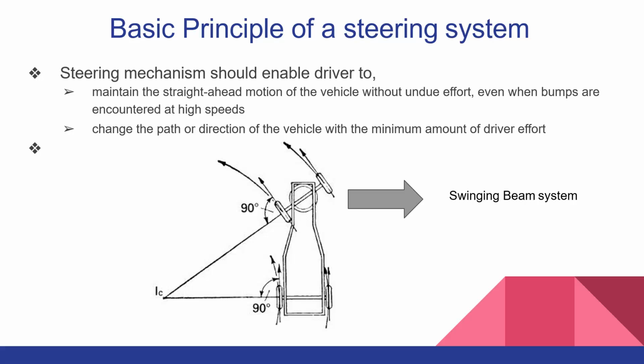Now, what is the basic principle of a steering system? The steering mechanism should enable a driver to maintain a straight motion of the vehicle without any huge effort, even when bumps are encountered at high speeds. So the steering mechanism will enable a vehicle to move in the forward direction. It will also enable a vehicle to take turns in the left or the right-hand direction. And it should enable the driver to change the direction of the vehicle with the minimum amount of driver effort.